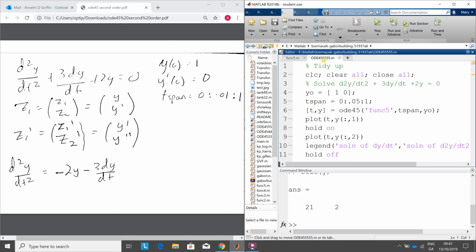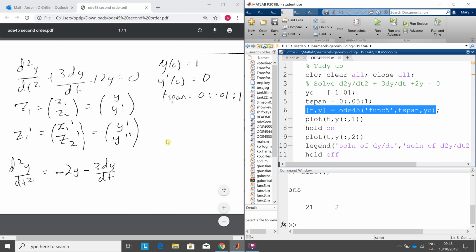So there we are, we've set up the two initial conditions. There's our time span, there's t and y. ODE45, func5 contains the column vector p dot, or z1 prime, whichever you have yourself, then the time span and y0. We do a plot, we do another plot, and we do a legend.